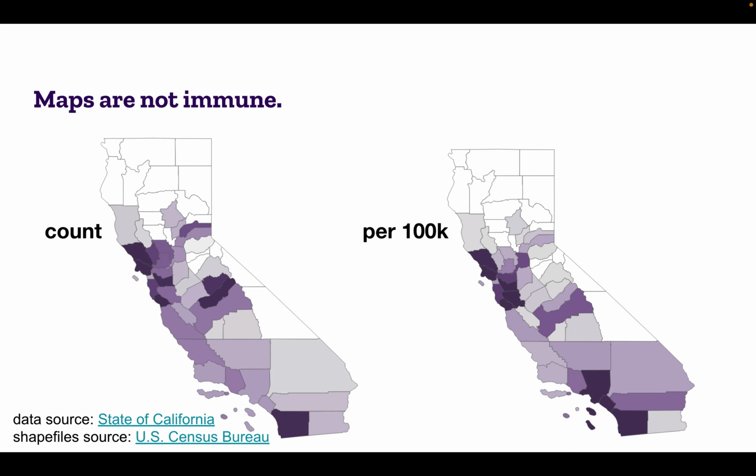This issue is spread across all types of visualizations. Maps are not immune. For example, land is not people. So we see the same issues arise even with the same data mapped.